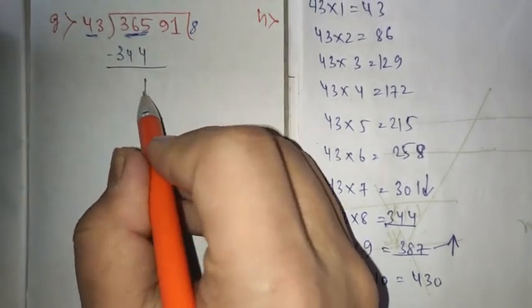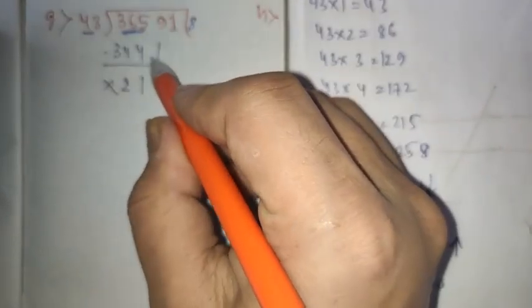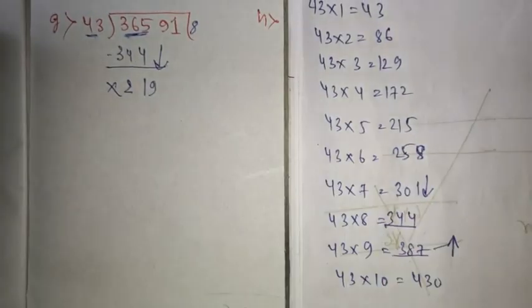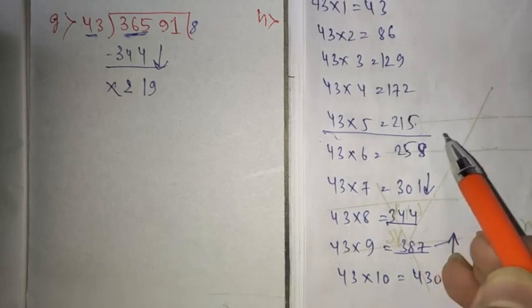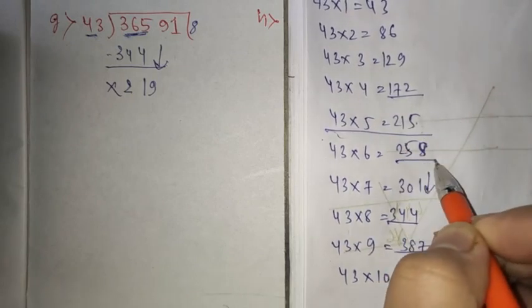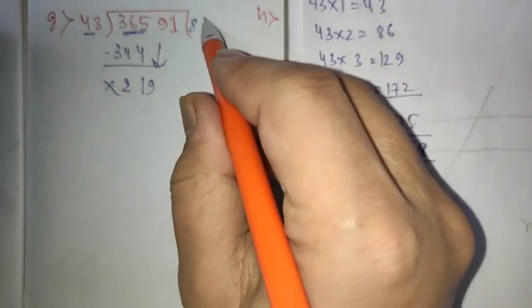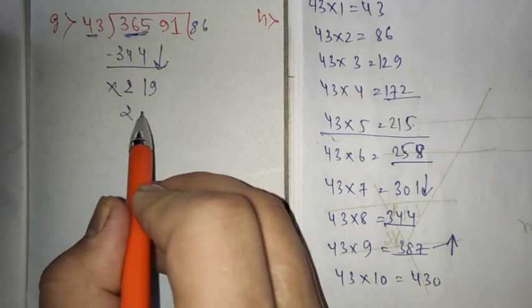5 minus 4 is 1, 6 minus 4 is 2, 3 minus 3 is 0. Now what will come down? This 9 will be down. So what is the proper number for this? 215, I think. Yes, any other number? 172 is smaller, 258 being greater. So 43 into 6 is only possible. So 43 into 6 is 215.